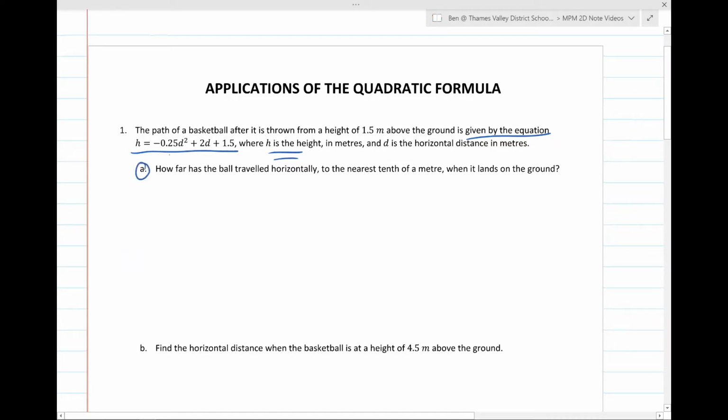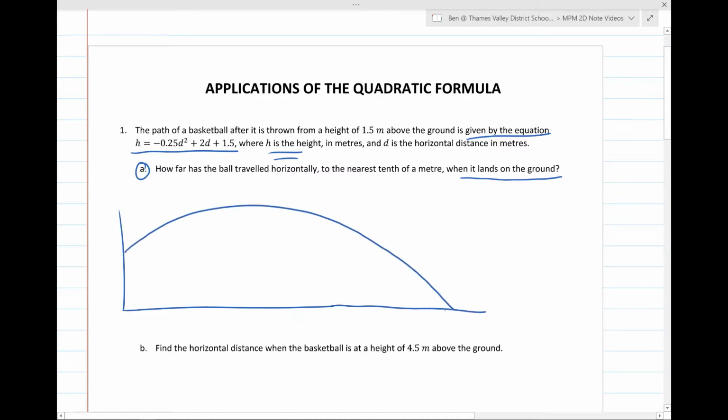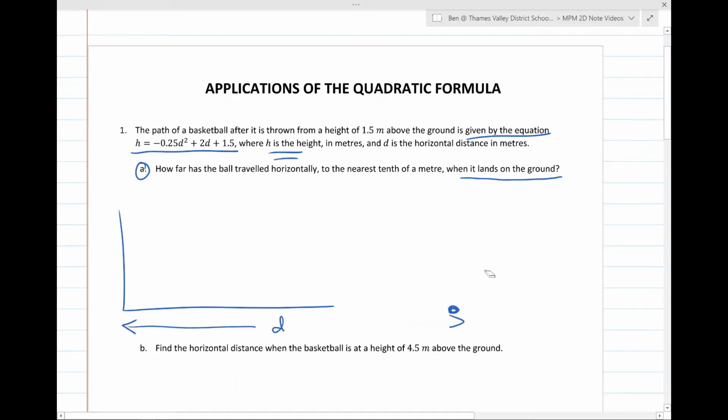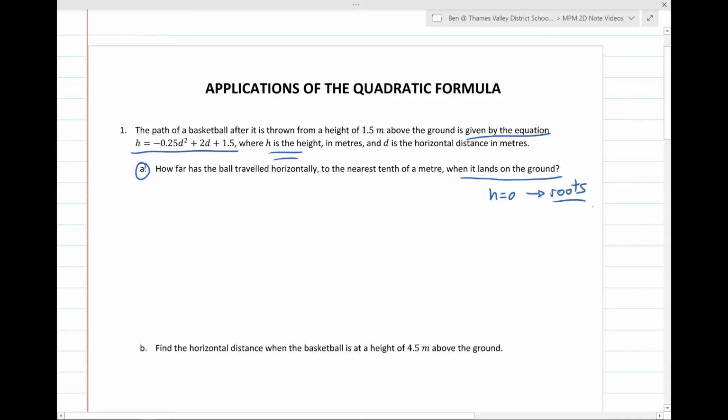Now, the first question asks, how far has the ball traveled horizontally when it lands on the ground? Well, if it lands on the ground, it's being thrown like this. We're looking for this distance, the distance from where it started to where it lands on the ground. Where it lands on the ground, that means that its height equals 0. If its height equals 0, what we're looking for are the roots, right? Height equals 0, we're looking for the roots.